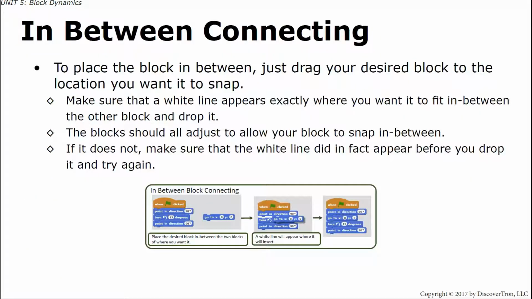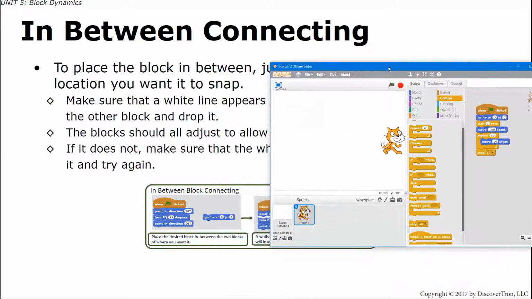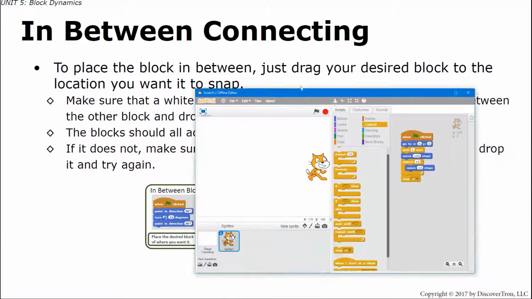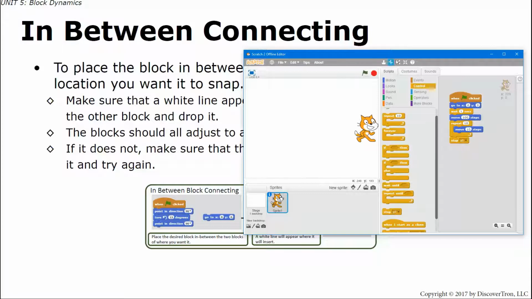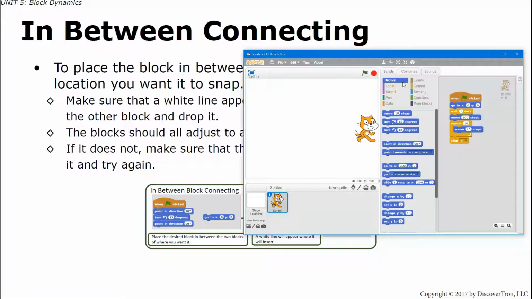Next, this is a concept that I kind of came up with the term. It's in between connecting. What I want you to see is that you can take a block and then place it in between other ones. I probably have already done it in one of the videos. However, if you didn't see it, let's go ahead and make it happen. What you need to make sure is that the white line appears for the block whenever you want to have it snap in between two different blocks.